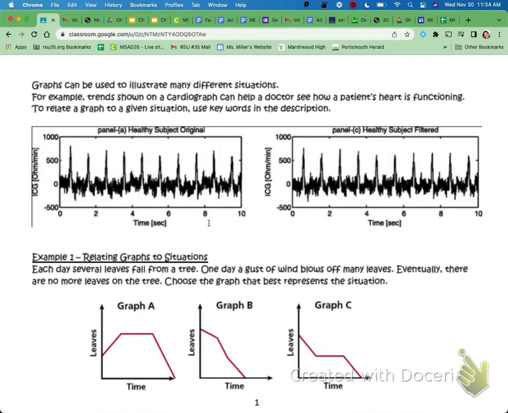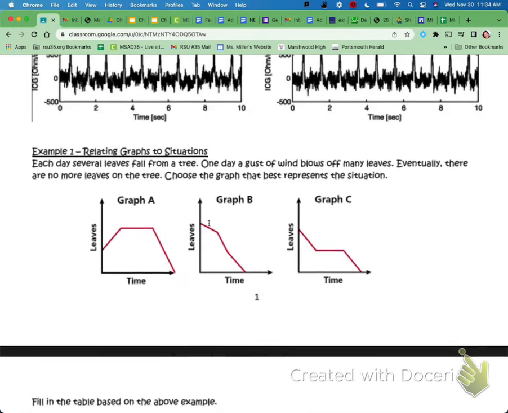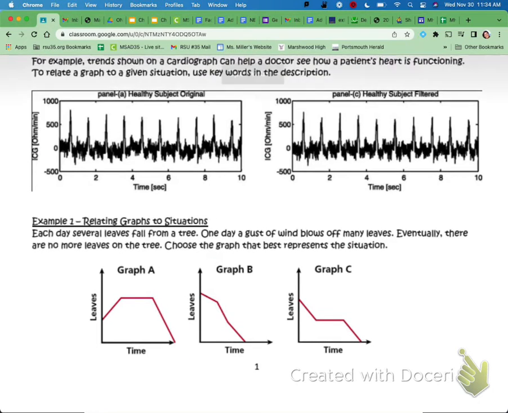Someone asked a question. Well, I think it's panel C and panel A, so it's two different people probably with their ICG. Yeah, they look the same. It's going back and forth. It's fluctuating up and down. All right, so let's make it a little bit easier than crazy graphs like that.